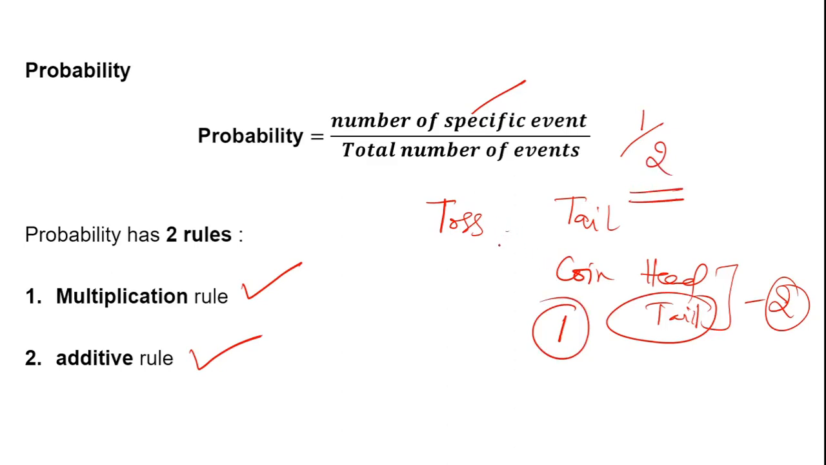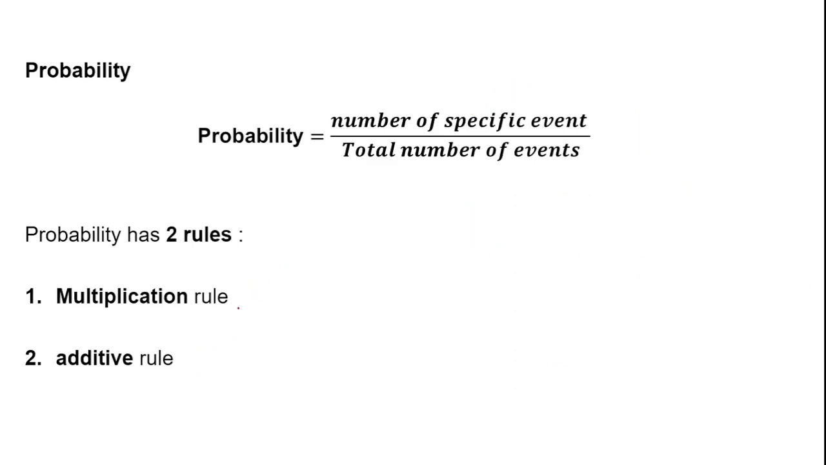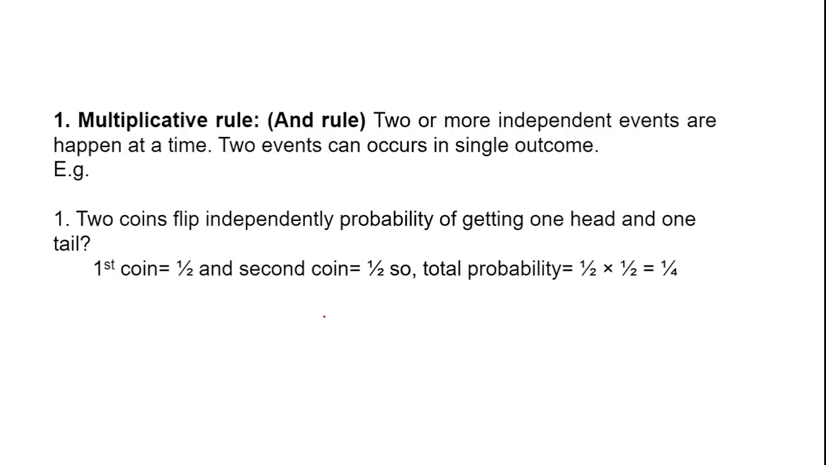In probability, as I said earlier, there are two rules: the multiplication rule and the additive rule. We will discuss them one by one. The first one is called the multiplicative rule. It is also called the AND rule.